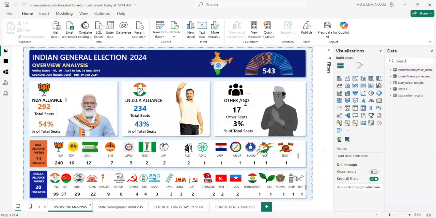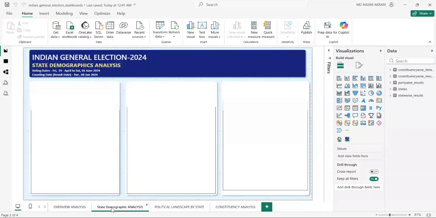And we would see in others there are small parties like AIMIM and other parties which aren't in any of the alliances. So it has managed to get around 70 seats. There are several parties in others as well, and they have managed to get a total of 3% of the seats. And you would see these are the parties associated with NDA, and here at the bottom we have the parties associated with the India alliance. So let's go to the other dashboards that we have made.